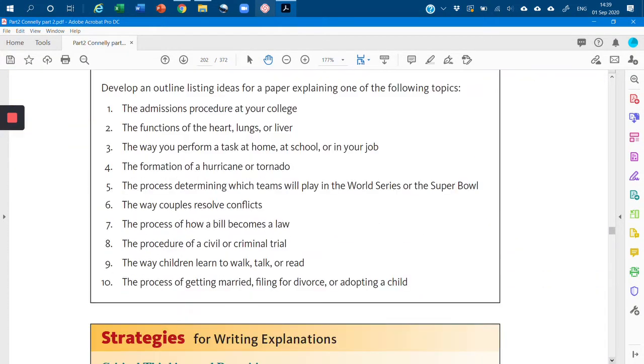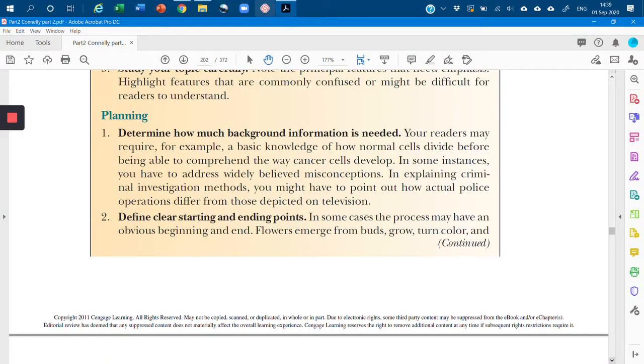The next one, they give you the strategies for planning. So you need to determine how much background information is needed. This is important because you need to decide whether your learners are beginners or advanced. So if they are beginners, you need to include more information. If they are professionals, probably less information than usual.